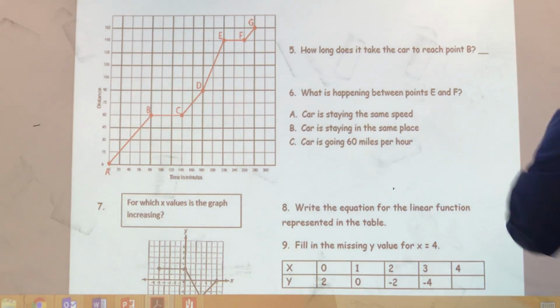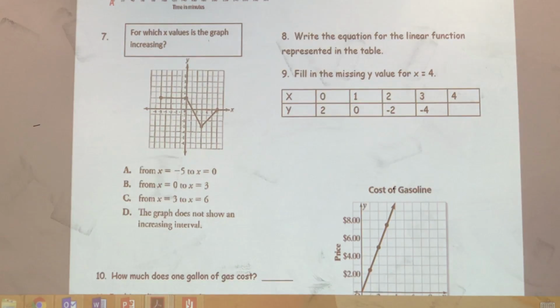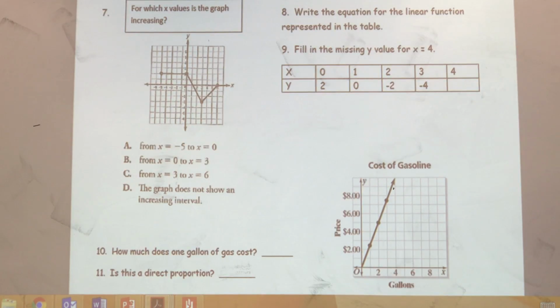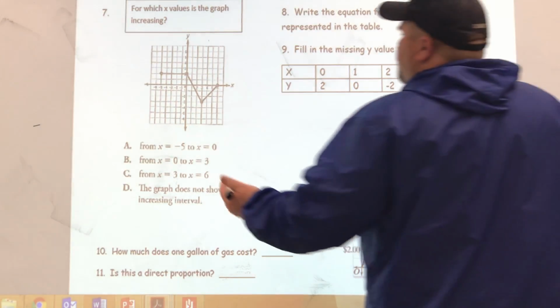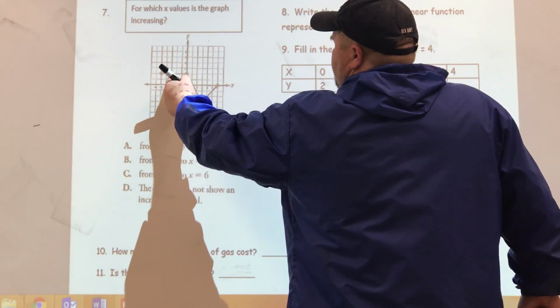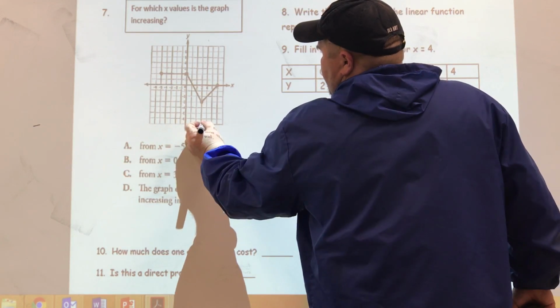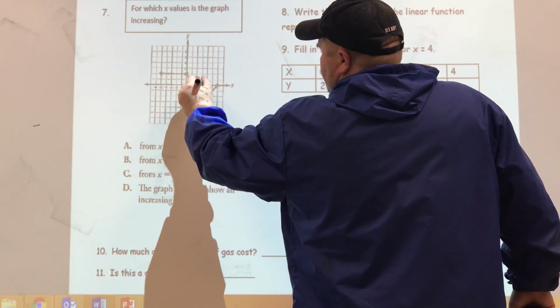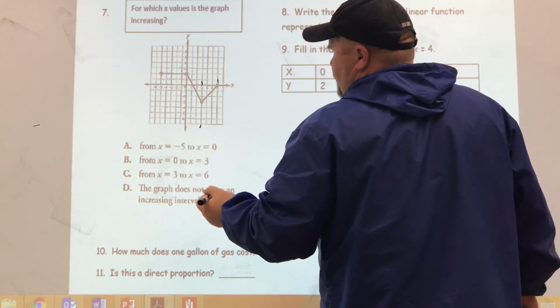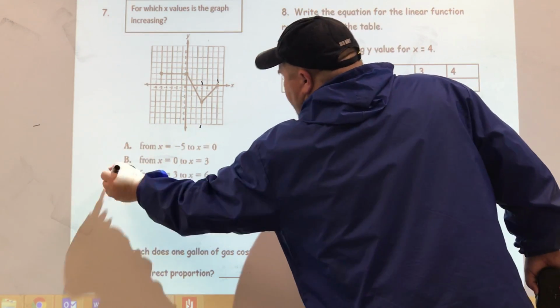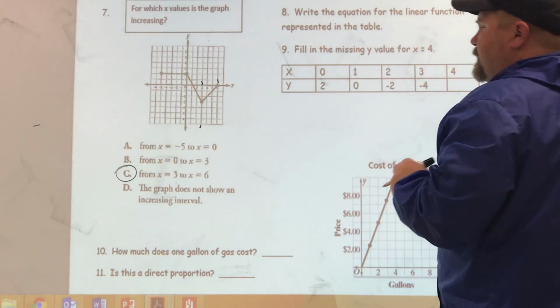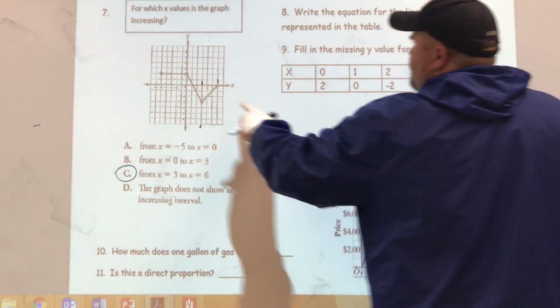All right. Problem number 7. For which x values is the graph increasing? Well, we're looking for a positive slope. That's a 0 slope, negative slope, positive slope. And that's from here, which is at x equals 3 to x equals 6. So we're looking from x3 to x6. So that would be choice C. X equals 3 to x equals 6.